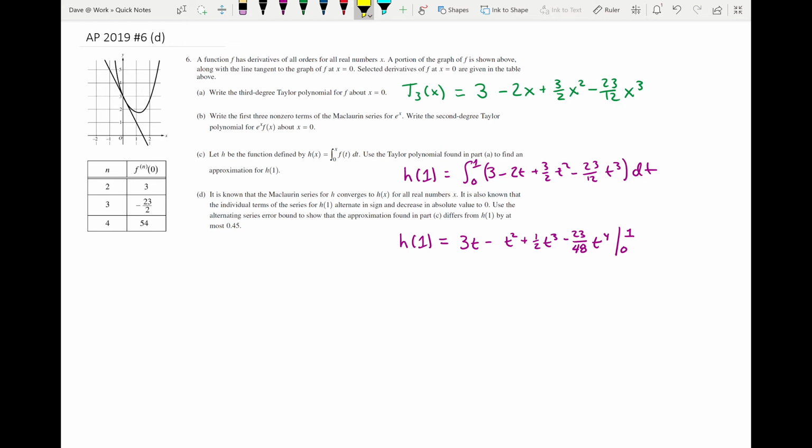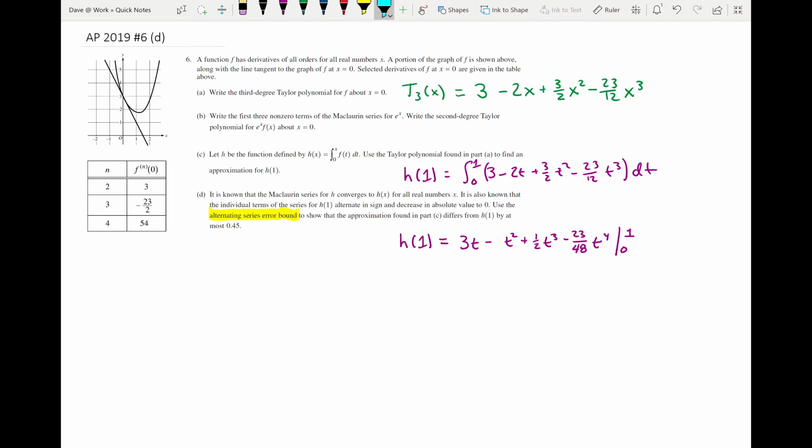Part D. It is known that the Maclaurin series for h converges to h of x for all real numbers x. It is also known that the individual terms of the series for h of 1 alternate in sign and decrease in absolute value to 0. Use the alternating series error bound to show that the approximation found in Part C differs from h of 1 by at most 0.45. Now it tells us immediately that we're going to use the alternating series error bound.